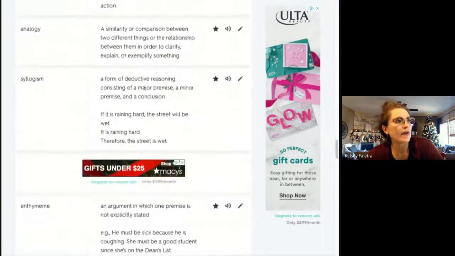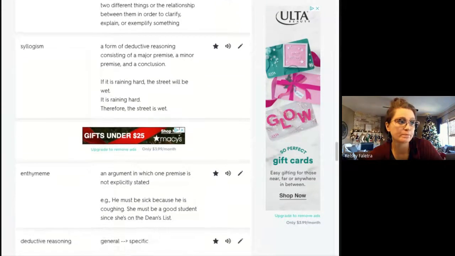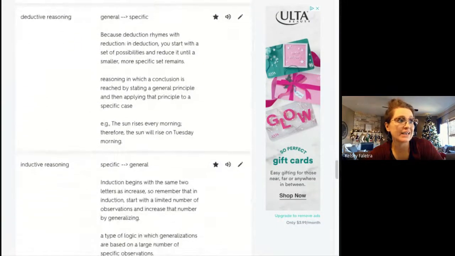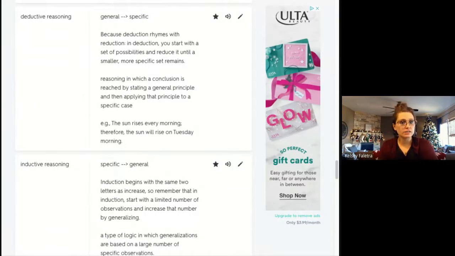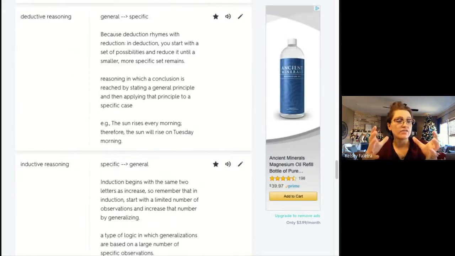And then the last section of this Quizlet: terms are all of the terms from that PowerPoint at the beginning of this unit. Analogy, syllogism, enthymeme, deductive and inductive reasoning. And I gave you guys a little mnemonic because I know I always get these confused regardless of how often I've taught it. Deduction rhymes with reduction. So when we talk about deductive reasoning, you start with a set of ideas and reduce them into smaller, nitty-gritty specific things.